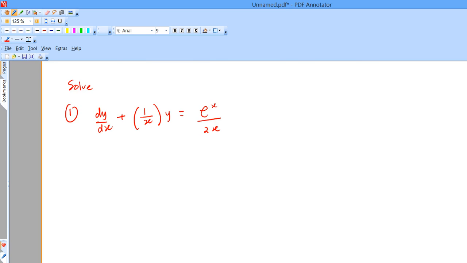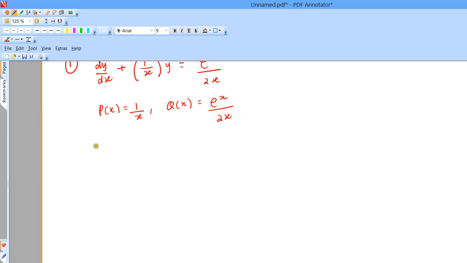We have dy over dx plus 1 over x times y equal to e power of x over 2x. So we can define here p(x) equal to 1 over x, and then q(x) equal to e power of x over 2x. So next, I want to find the integrating factor. Integrating factor equal to e power of integrate p(x) times dx, so equal to e power of integrate 1 over x with respect to x. So we get e power of ln x plus c.